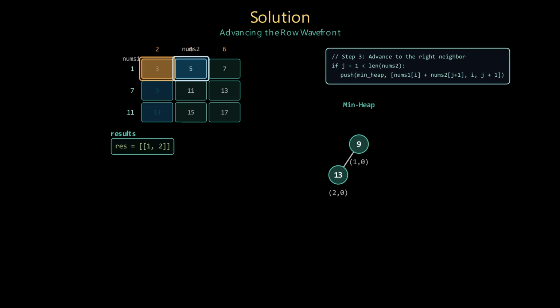The moment we pop a pair from the heap, we must expand our search frontier along that specific row. We check if there is a neighboring element remaining to its immediate right. If there is, we calculate its new sum, capture its tracking coordinates, and push it right back into the heap to maintain our active search boundary.